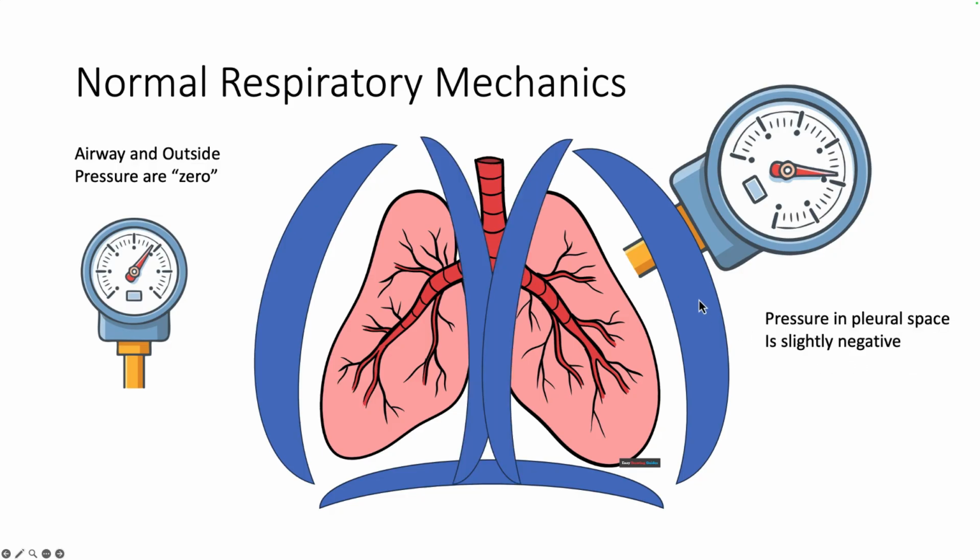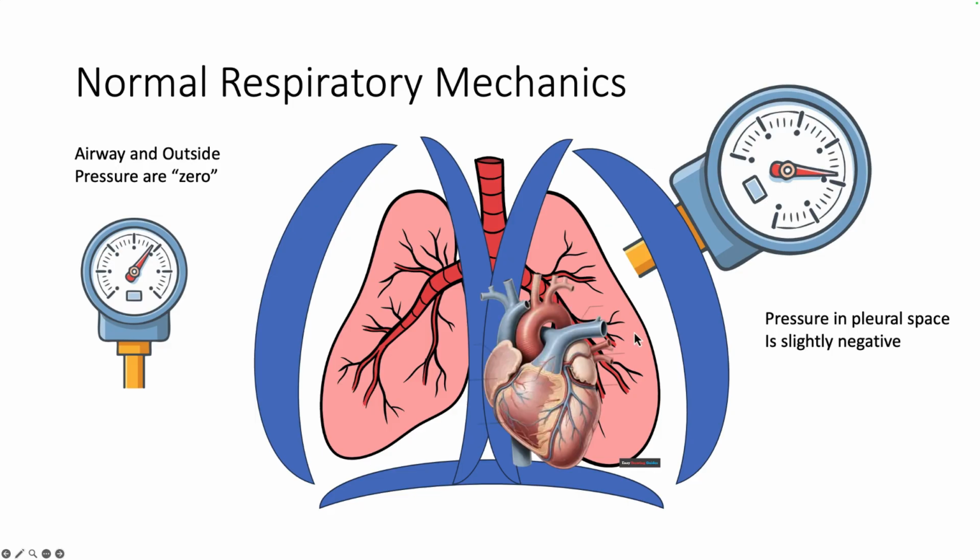Now let's add some complexity here. Actually, each side of the chest is its own compartment. They're sealed off. They don't connect to each other, so we can diagram that. And of course, we're going to need to throw a heart in the middle of this. And that's going to be important later on when we talk about what happens when we end up in tension pneumothorax.